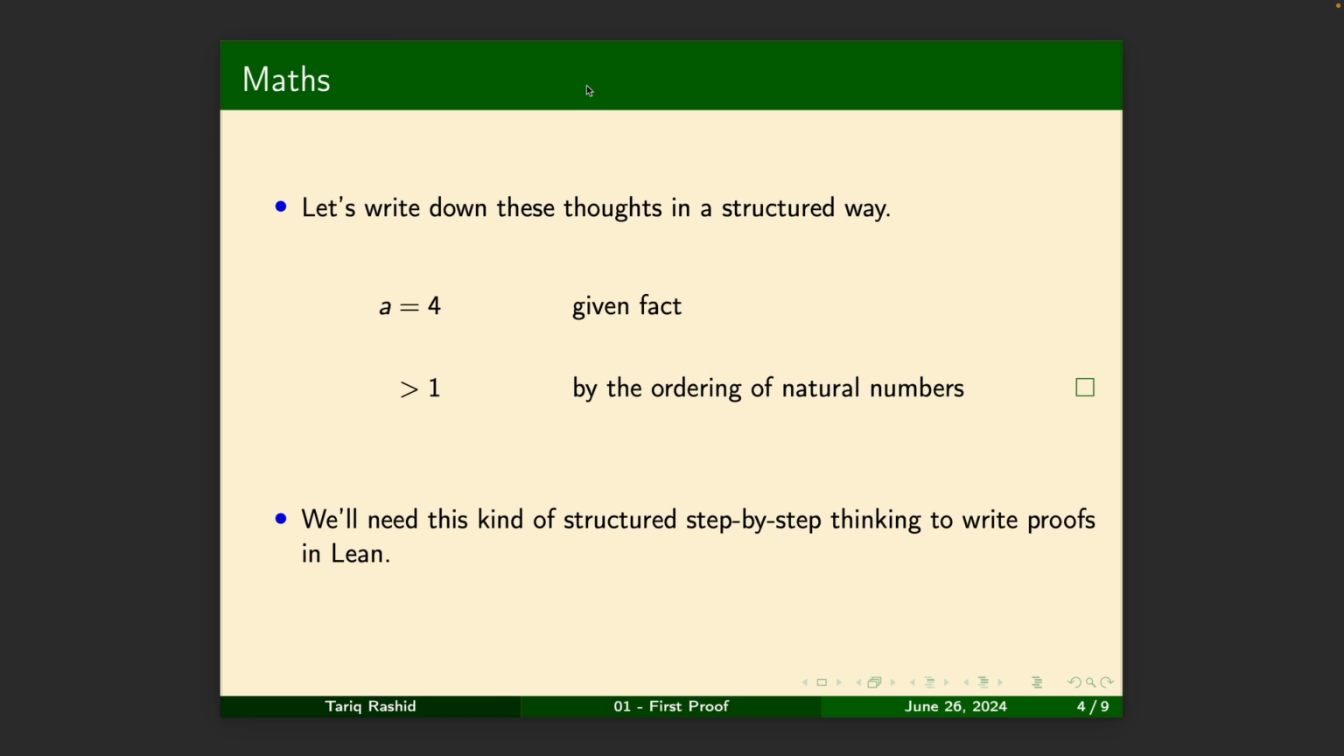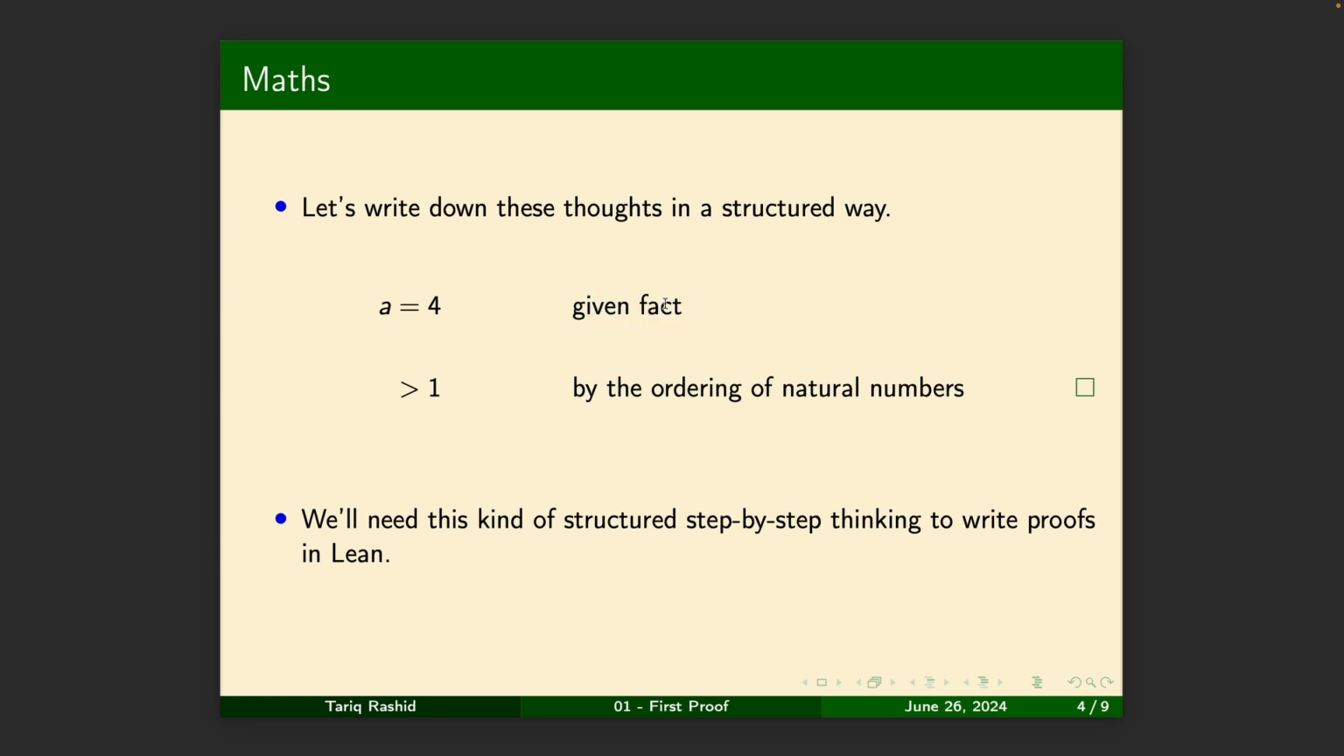So we can give a reason. We can say A is 4. So this is our attempt at writing a structured proof. So A is 4. Why is A 4? If somebody argues with that, well, it's a given fact. It's given to us as part of the problem that we're trying to solve. And often that's important. That's a good habit to get into, writing down the given facts, the hypotheses, as they're sometimes called. So A is 4. Why? It's a given fact.